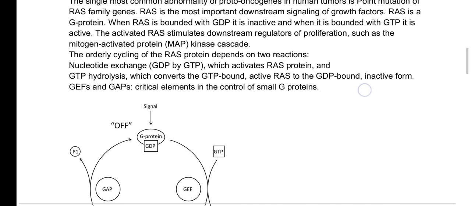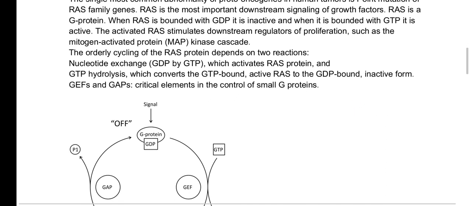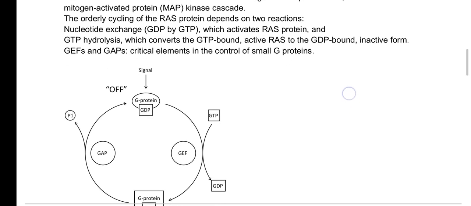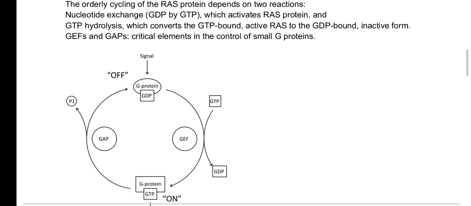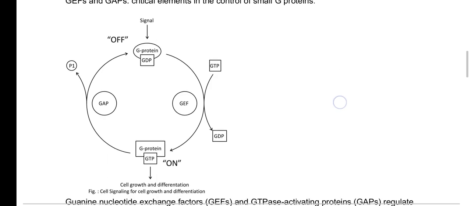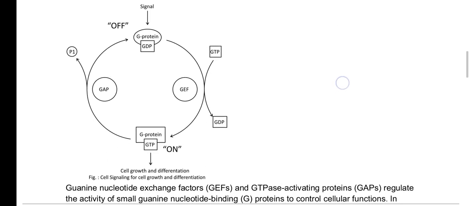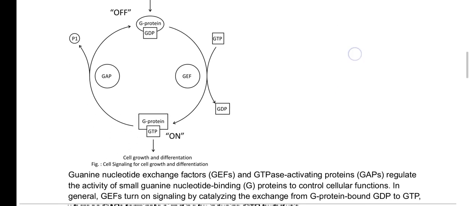The activated RAS stimulates downstream regulators of proliferation such as the mitogen activated protein (MAP) kinase cascade. The orderly cycling of the RAS protein depends on 2 reactions: nucleotide exchange of GDP by GTP, which activates RAS protein, and GTP hydrolysis, which converts the GTP bound active RAS to the GDP bound inactive form. GEFs and GAPs are critical elements in the control of small G proteins.